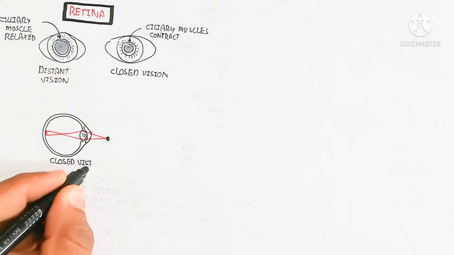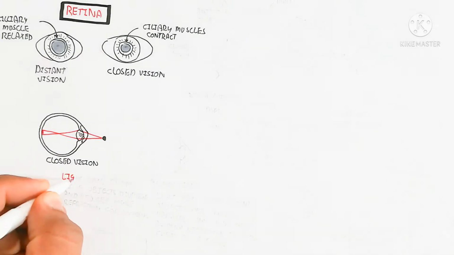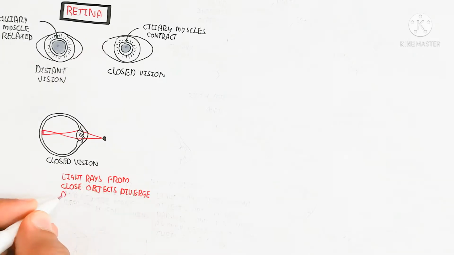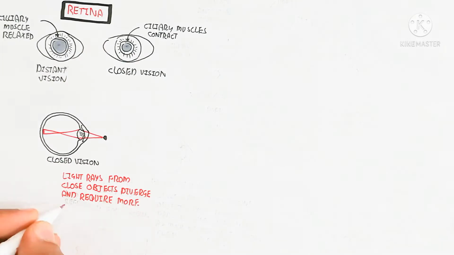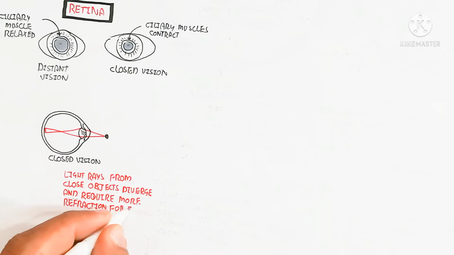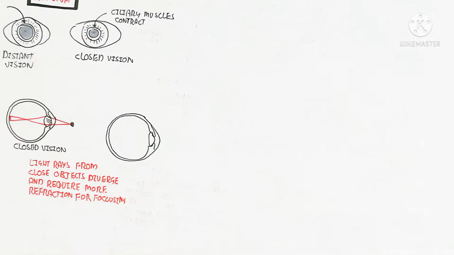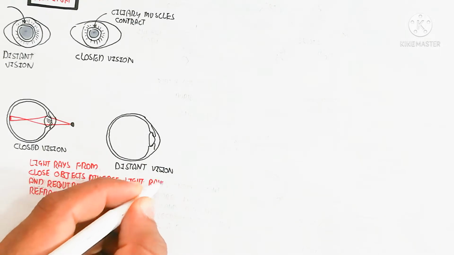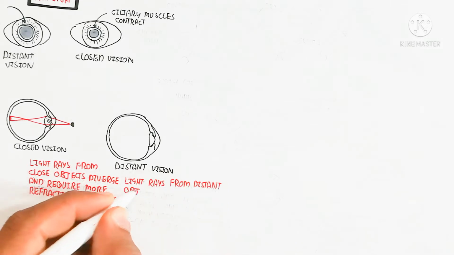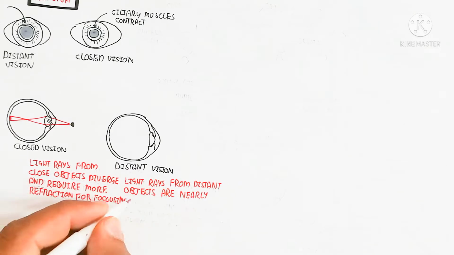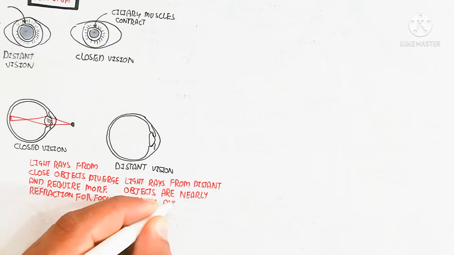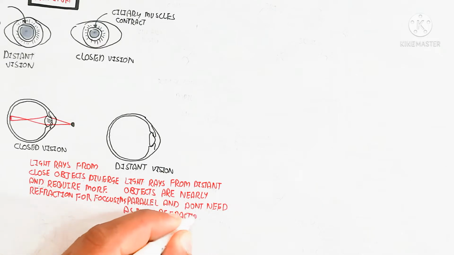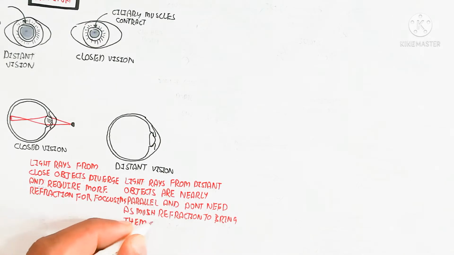So in close vision, the light rays from a close object diverge and require more refraction for focusing. But during distant vision, you can understand that it is a long distance. So the object will be detected through the lens becoming a convex lens, not concave. So remember this. The light rays from a distant object are nearly parallel and don't need as much refraction to bring them to a focus. So in this way two problems can happen.